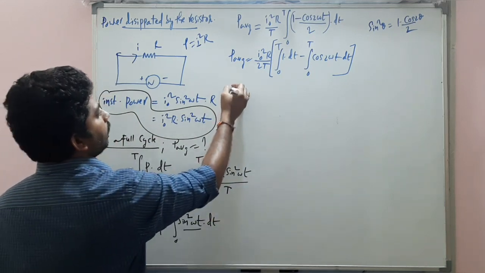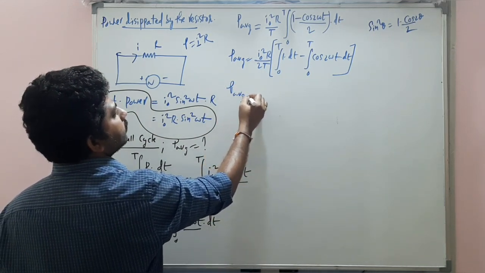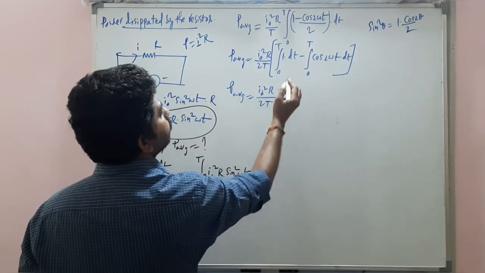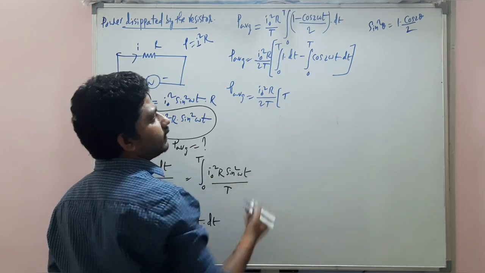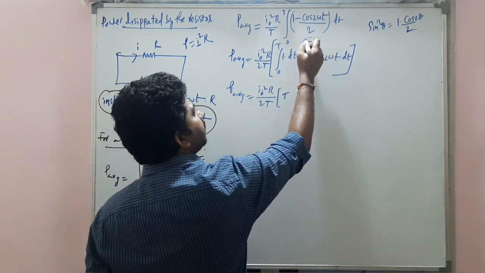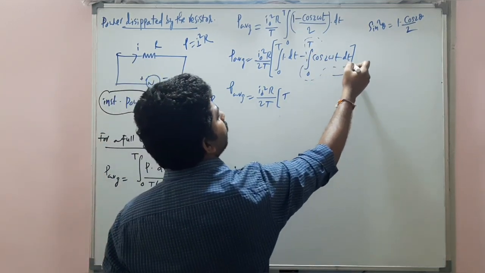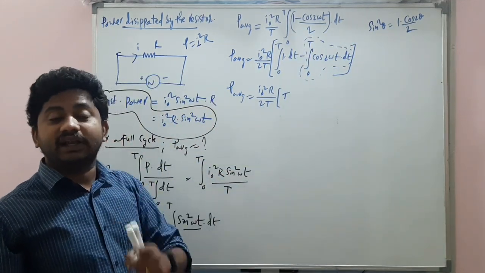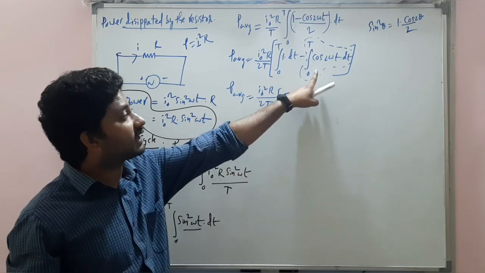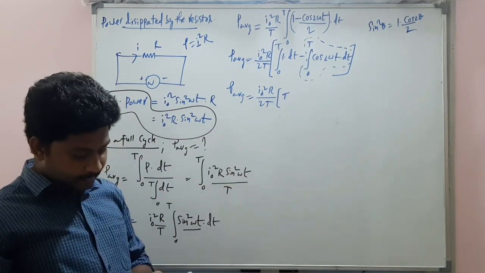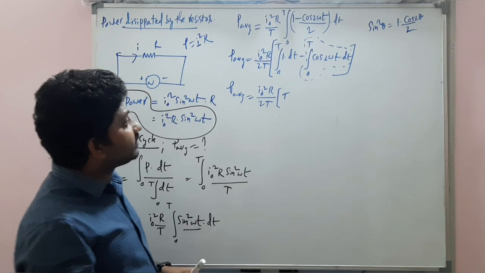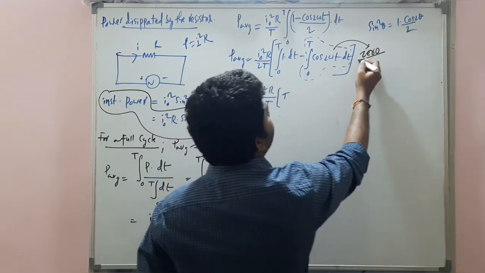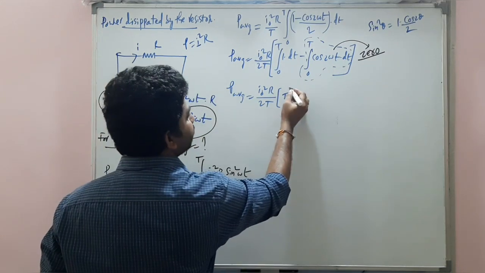Now, P average is equal to I naught square R by 2T into, so integral dt is T. The complete value of the cosine integral will be 0. You can also check. Already we discussed in detail while finding the RMS value of current, right? This complete value will be equal to 0. If you want, you can check it. So then I can write, this is finished.